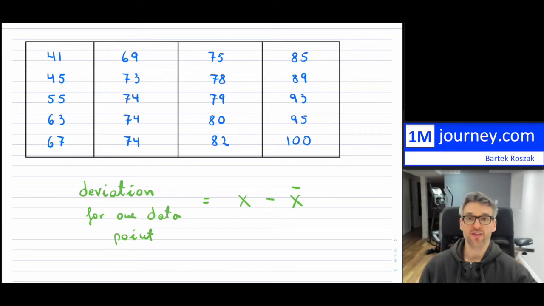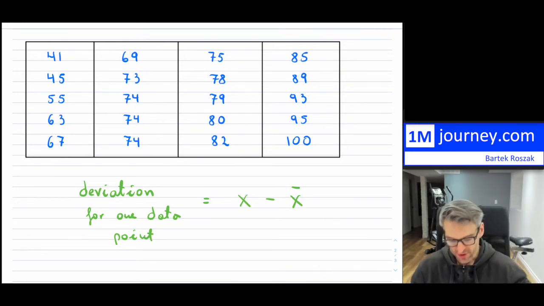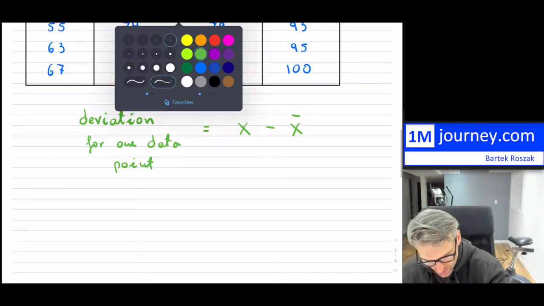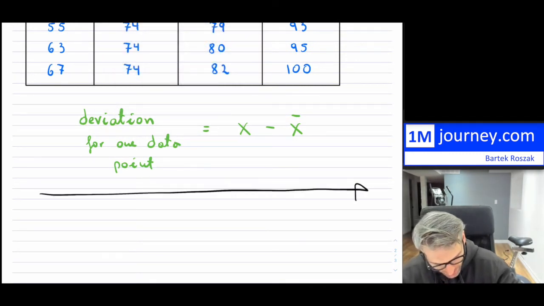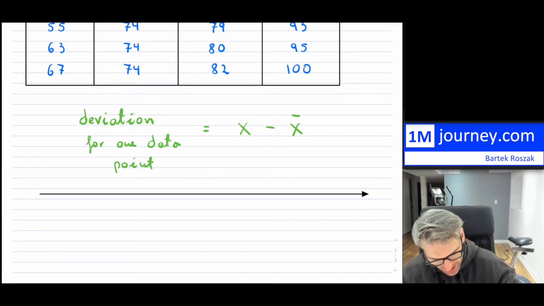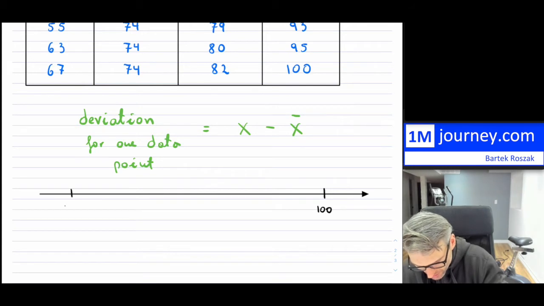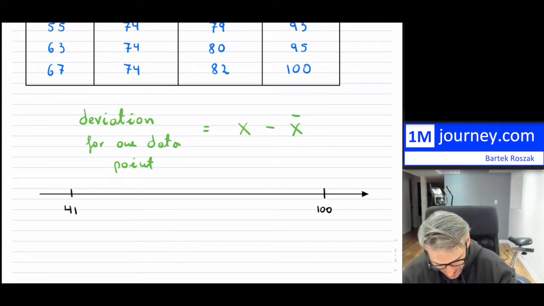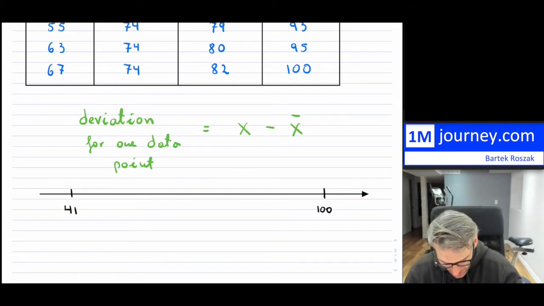Now, if the answer is negative, that means you are to the left of the mean, if you were drawing a number line. And if the answer is positive, that means that you are to the right of the mean. So for instance, in our situation, if I would draw my number line in here, I know that my largest point is going to be here, 100. My smallest point is going to be 41. Now I've calculated my mean. Now I'm going to kind of guess in here. So my mean is somewhere around here, and it was 74.6.